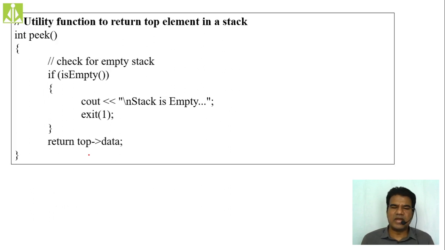Then peeking is very simple. Whatever element you have at the top, that node's data value you have to print. That's it. But before printing, whenever you are performing the peek operation, you have to safeguard your peek function with emptiness, because if you don't have any elements inside your stack, how are you going to perform the peek operation? So again you have to safeguard your function with this isEmpty function.